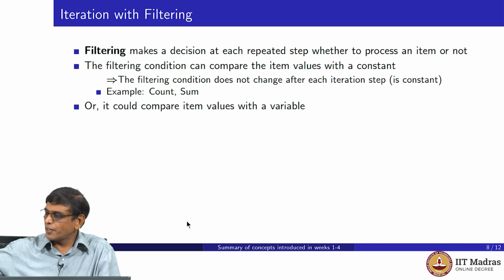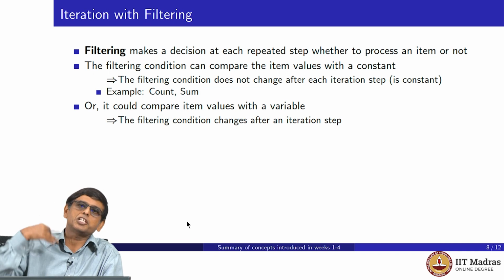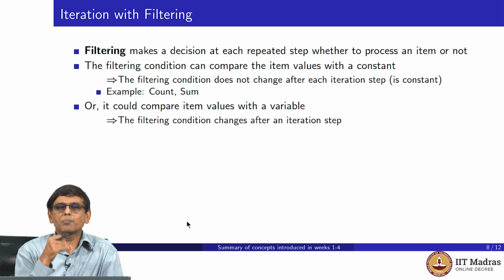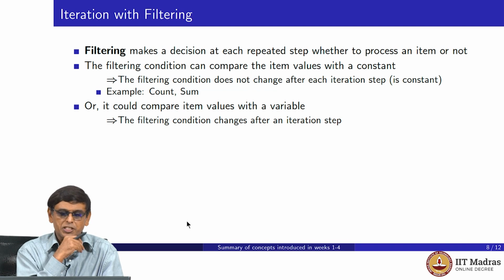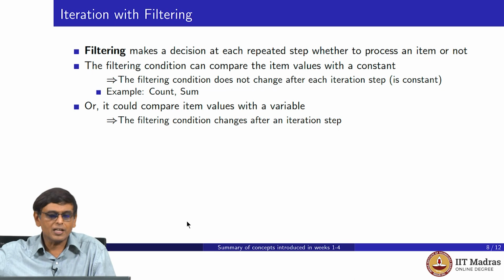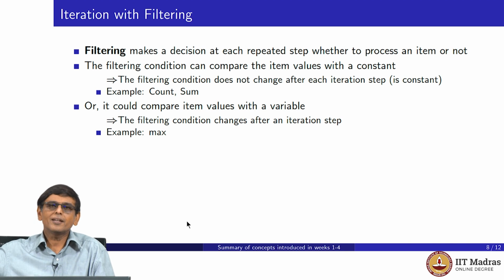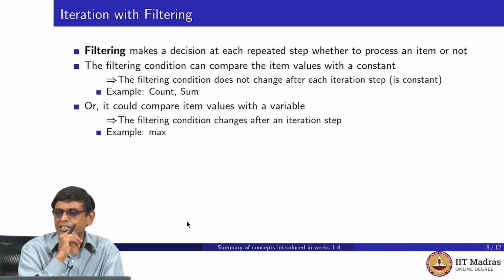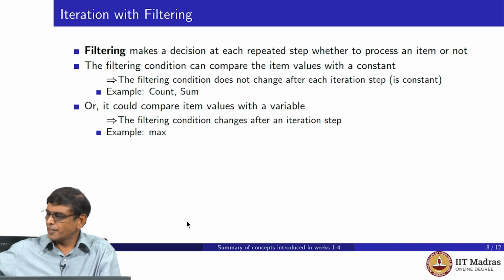Sometimes we compare with a variable. When we compare with a variable, it means that the filtering condition is changing with every iteration step, because the variable's value is changing with each iteration step, and therefore, the filtering condition is also changing with every iteration step. So, if you are doing different filtering at different steps, and the way in which you are doing different filtering is by comparing with a variable, then you get something slightly more interesting. Like for example, you can find the max of all the marks by doing this, because you will be comparing each time with the max variable, which is a variable.